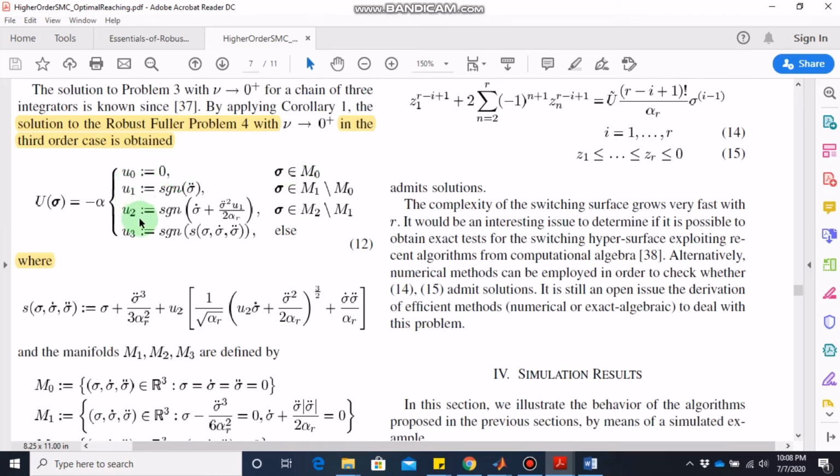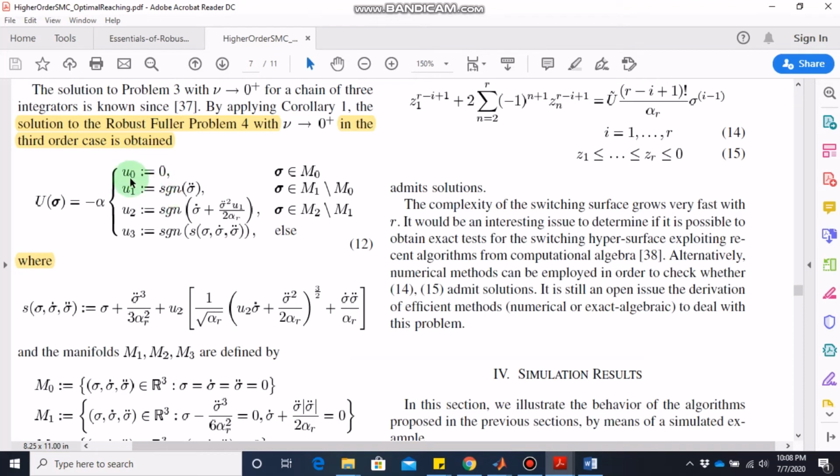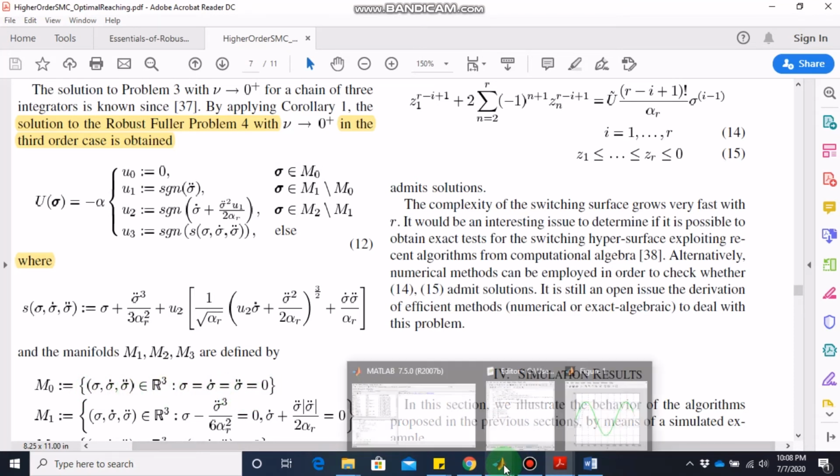But I want to show you that if we had to implement this control u as it is, as equation 12, then how would we do that? So for that you implement the control for 4 different cases. So for example, what is M naught? M naught is when s, s dot, s triple dot are all equal to 0. So we call this condition 1.